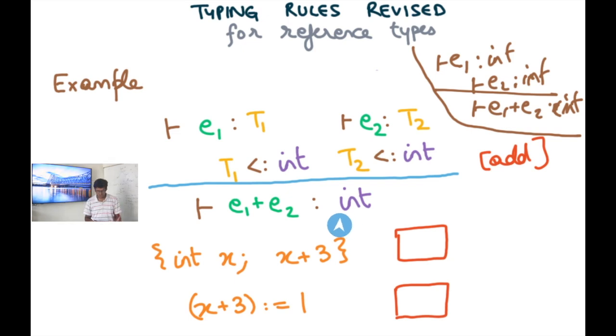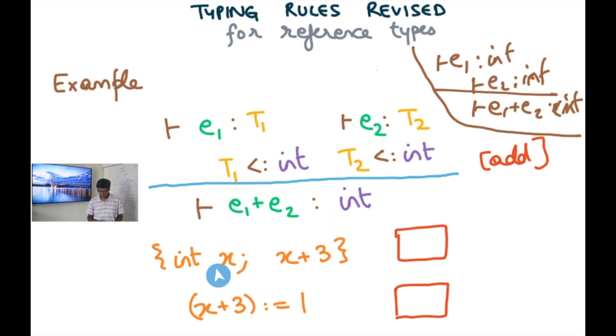Now there are two things to notice here. Number one is of course the generalization, where we are allowing T1 to be either int or its subtype. And the second thing here is that E1 plus E2 is necessarily the value type int, not the reference type int, and it's not any other subtype of int either. So what are the implications on what are the valid expressions that the language supports because of this typing rule?